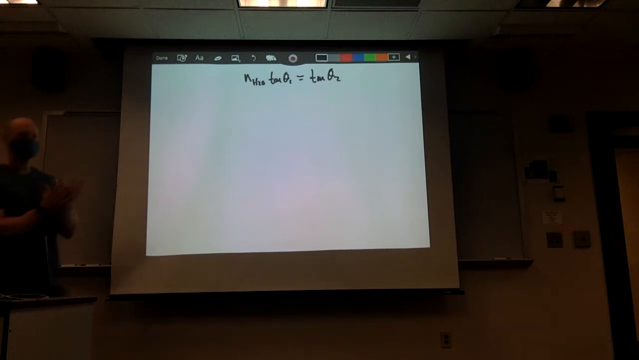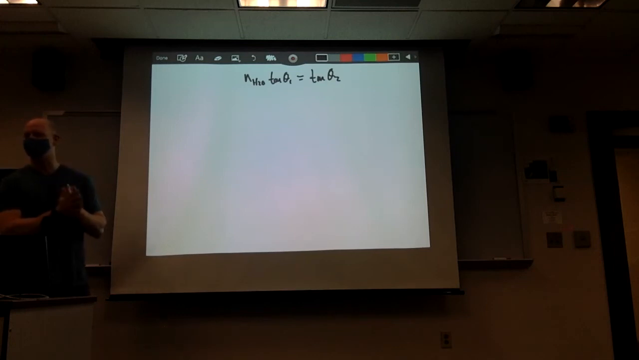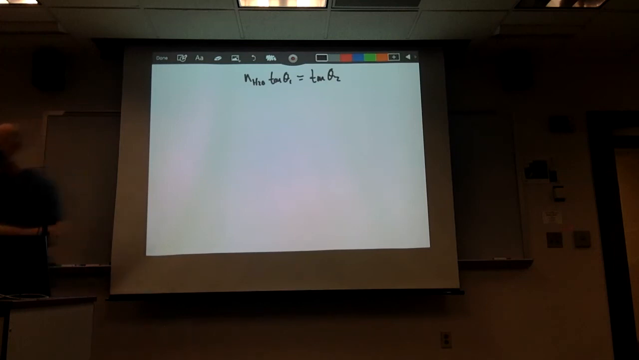So from here, what this means then is I can rewrite this as n_H2O times tangent of theta 1 is then equal to tangent of theta 2. So again, as long as these angles are small, sine and tangent are the same thing. Now, how does that help us?